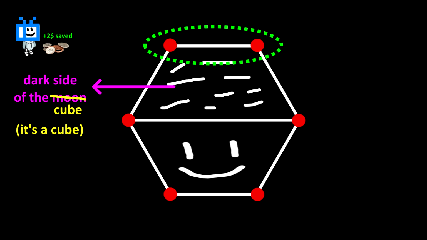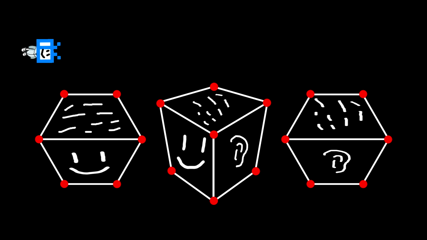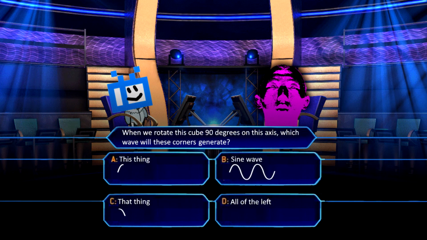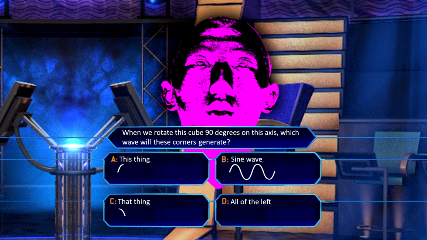Of course, we can now see the corners on the back, but let's rotate it. Okay, that's the best I can do here, but look. These corners are just spinning around the center in a circle. How cool is that? When we rotate this cube 90 degrees on this axis, which way will these corners go?